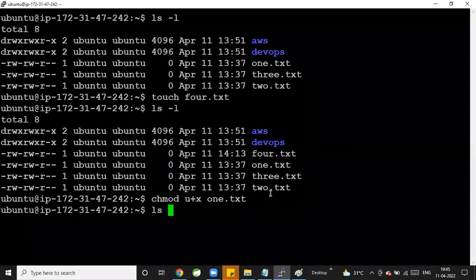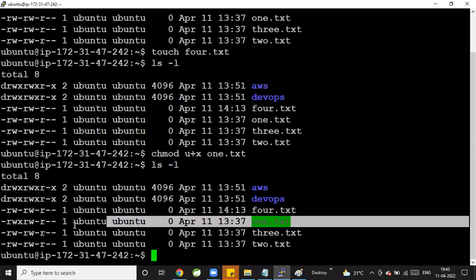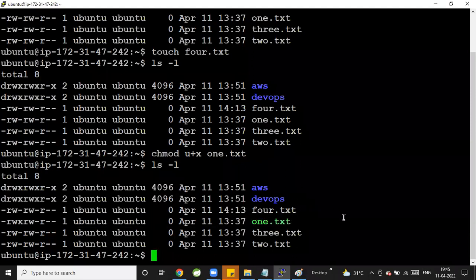Now, can you see ls -l? Can you see 1.txt now? Is execute permission added or not? Which command have I executed? chmod u+x. For user, I have added execute permission.